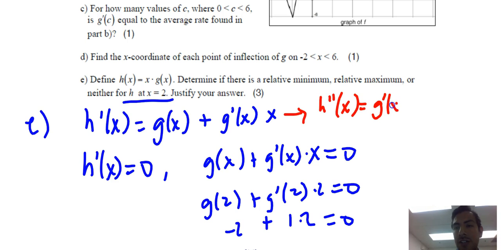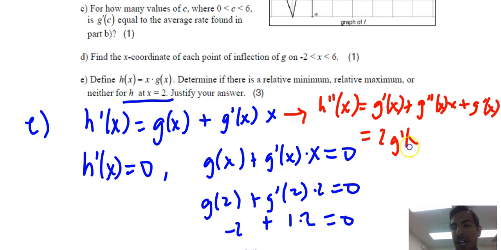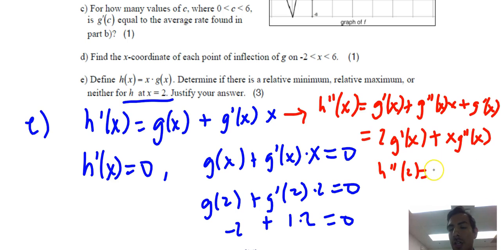So I'm going to do g prime of x plus product rule here, g double prime of x. So that's the derivative of the first, keep the second, so times x, plus derivative of the second and keep the first, so g prime of x. This could be simplified to 2g prime of x plus g double prime of x times x. And then I want h double prime of 2, and I want to see if this function is concave up or concave down. So I get 2 times g prime of 2 plus 2 times g double prime of 2.